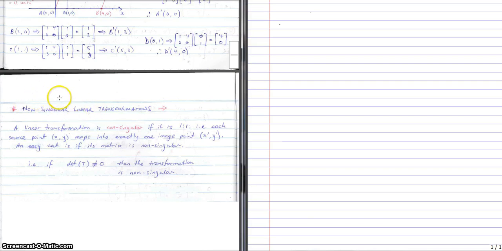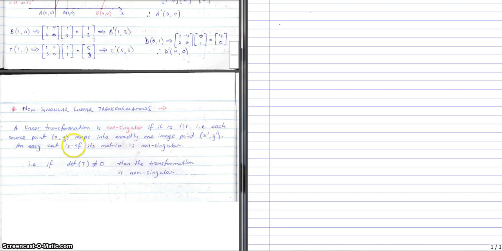We looked previously at non-singular matrices. Similarly, we can have non-singular linear transformations. Basically, what that means is a linear transformation is non-singular if it is one-to-one, which means that each of the original points, its source point, maps into exactly one image point. So each original point will map into exactly one image point.